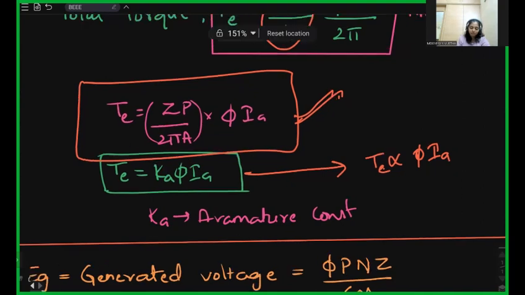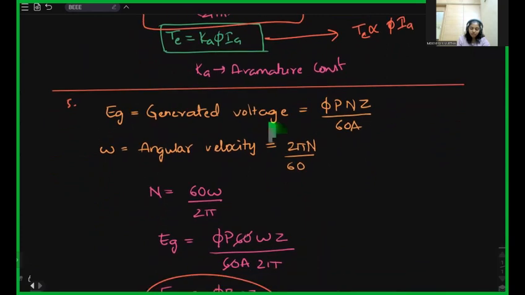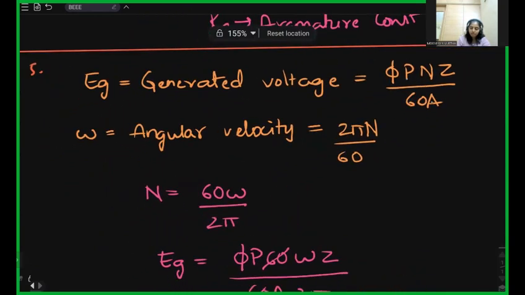Now let us learn a bit more about the EMF equation, which we have learned before. The generated EMF equation you can see on the right: phi P N Z by 60A. And we know the angular velocity. Whenever you are rotating anything, there's always an angular velocity. It is given as omega equals 2 pi N by 60. From this, we can derive the value of N, which is 60 omega by 2 pi.